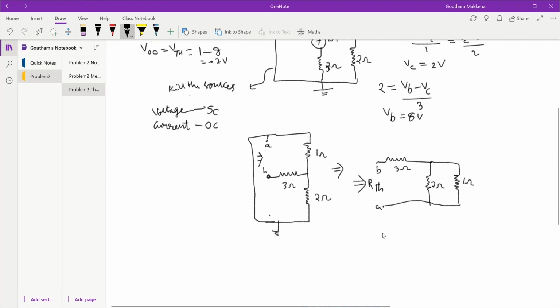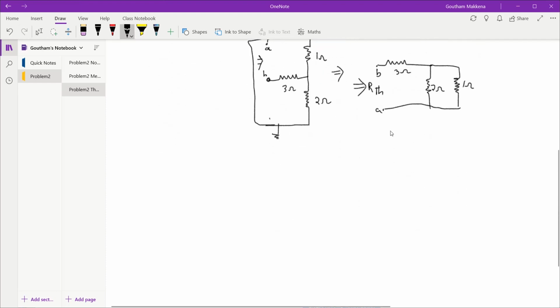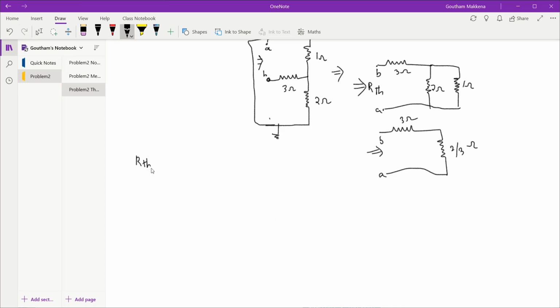So the 3 ohms is now in series with the 2 and 1 ohm resistors, which are in parallel. So this would give me 2 into 1 by 2 plus 1. This is 2 by 3 ohms, and this is 3 ohms. This is B, this is the terminal A. So looking through these two, my RTH is now 3 plus 2 by 3, which happens to be 11 by 3 ohms.